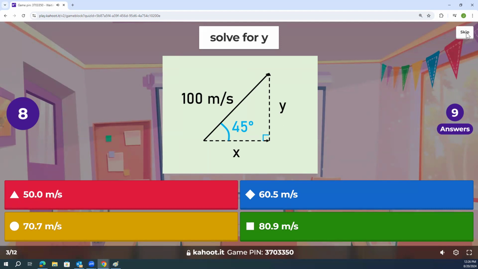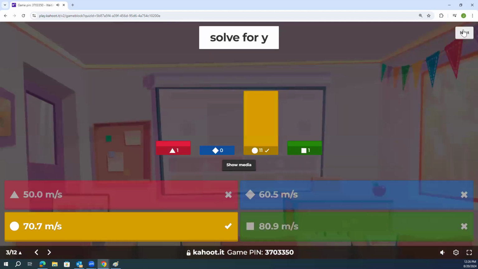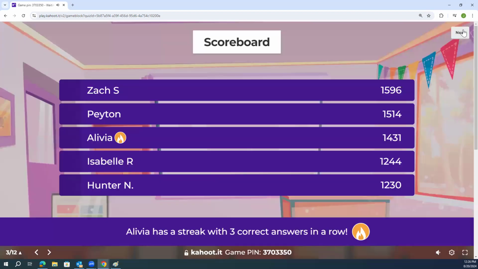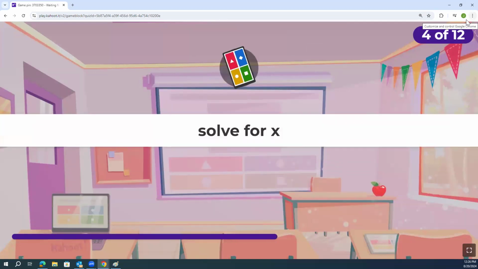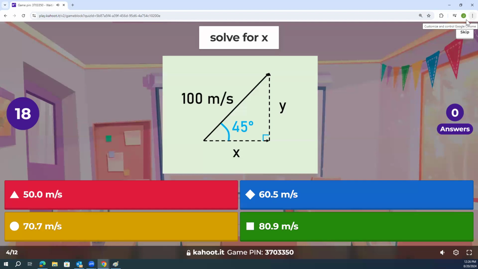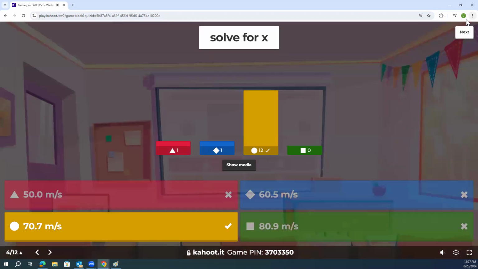Did you guys do 100 per second times sine of 45 degrees? 100 sine 45? Yeah. Okay, you guys go with that? Okay. Did you guys do 100 times cosine of 45 degrees? Yeah. Hey, is that the same answer as before? Do the last two questions have the same answer?